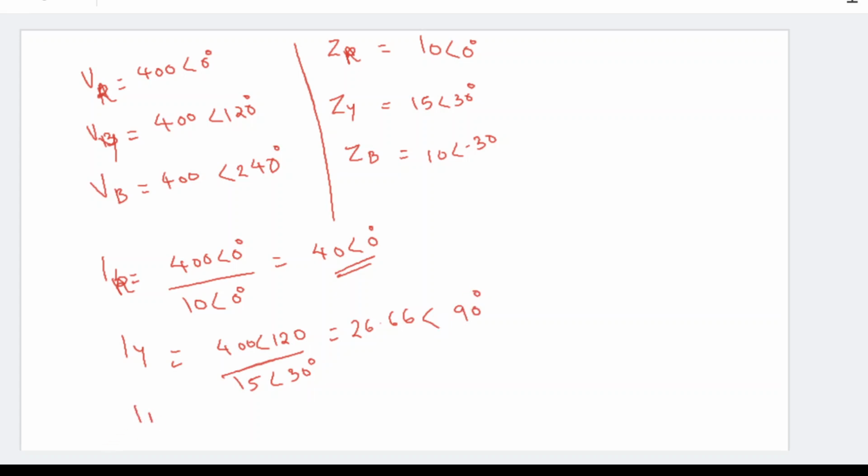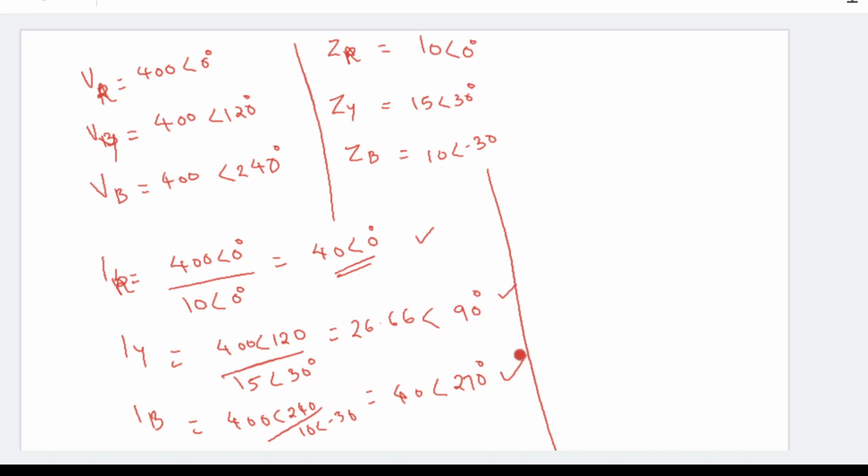And what will be the line value for IB? IB will be 400 angle 240 degree divided by 10 angle minus 30 degree. So that will again be 40, and the angle 240 minus minus 30 is 240 plus 30, that will be equal to 270 degrees. So we have our line values for R phase, Y phase and B phase.